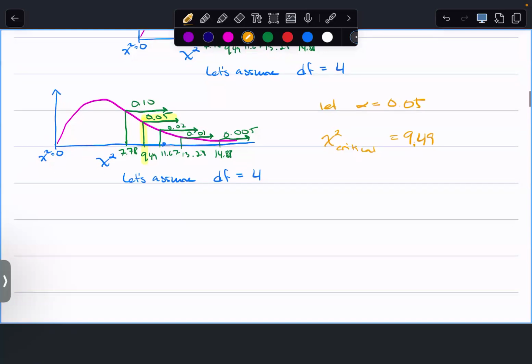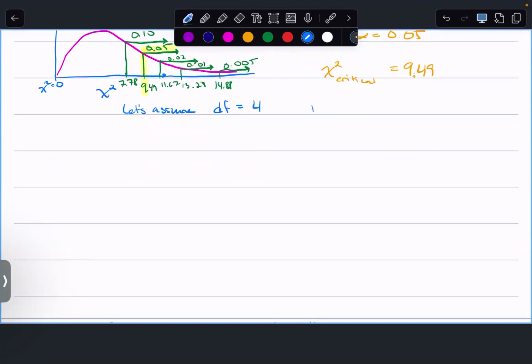And just a new way of doing it. Or not new, we could have done this for z's too, right? You could force the area in the tail to be the alpha level, and then if your z is bigger than that or kind of more into the tails than that, then you reject h naught.